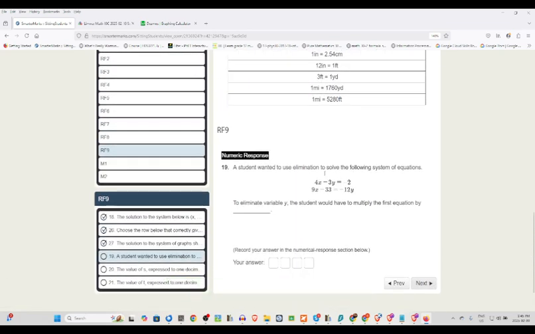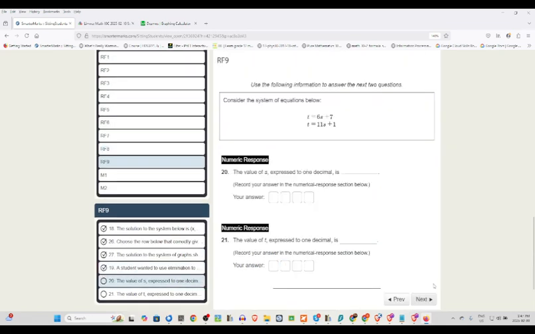Now, a student wanted to use elimination to solve the following system of equations. That's where we eliminate variables. We have to be careful here. There's a negative 3y right above a negative 33. It's so tempting to say we're multiplying by 11, but this negative 33 doesn't have the y. The negative 12y has a y. So that one would be 4. If you multiply this by 4 or negative 4, I'm pretty sure I've keyed it to both. A plus or minus 4 would work to cancel out our 12y's, or eliminate our 12y's.